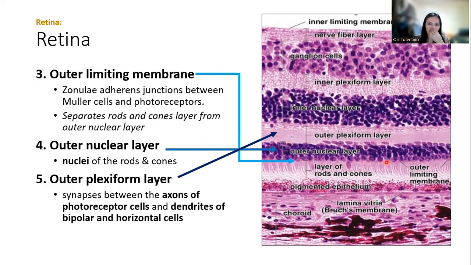Called the Muller cells, connected to the photoreceptors by zonula adherens junctions. So that's not important. Let's just talk about the Muller cells later. Just remember that this membrane, your outer limiting membrane, separates the rods and cones layer from the outer nuclear layer. So the next layer is the outer nuclear layer. As mentioned, it is made up of the nuclei of your rods and cones.